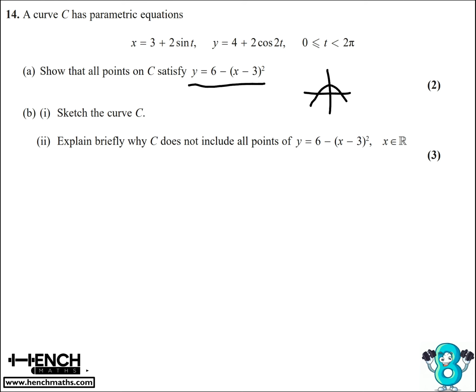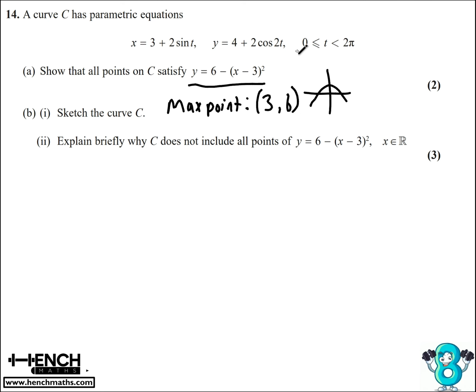Now if we remember from completing the square, we can find the maximum point from this. So the maximum point will be when x is 3, so we make this thing that's squared equal to 0, and then what we'll be left with is 6. So 3, 6 is the max point of your quadratic, so that will help us to sketch it.